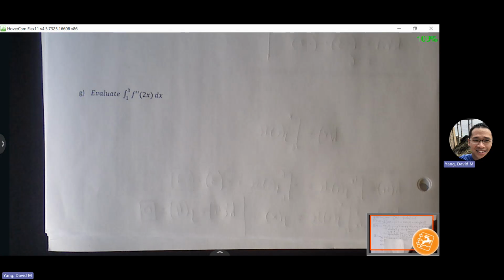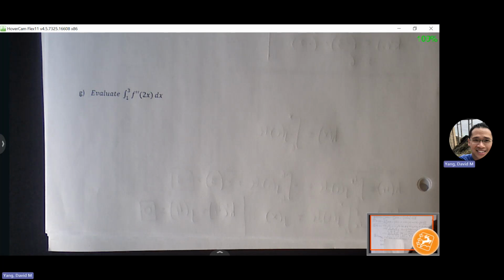Any questions with part F? Okay, part G, evaluate the definite integral from 1 to 3 of f double prime of 2x. We know f double prime is going to rise up to f prime, but we've got to deal with that 2x inside the parentheses. So there's a little bit going on here.